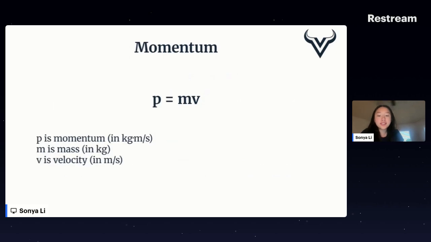First up, what is momentum? Momentum is basically a measure of how hard it is to stop something that is moving. The faster and more massive an object is, the more momentum it has. We define momentum P with the equation P equals mv, where P is momentum in kilogram meters per second, m is mass in kilograms, and v is velocity in meters per second. So if a 2 kilogram cart is moving at 3 meters per second, its momentum is 6 kilogram meters per second.